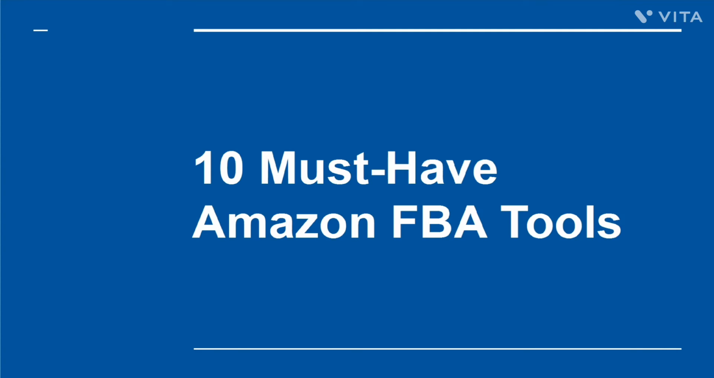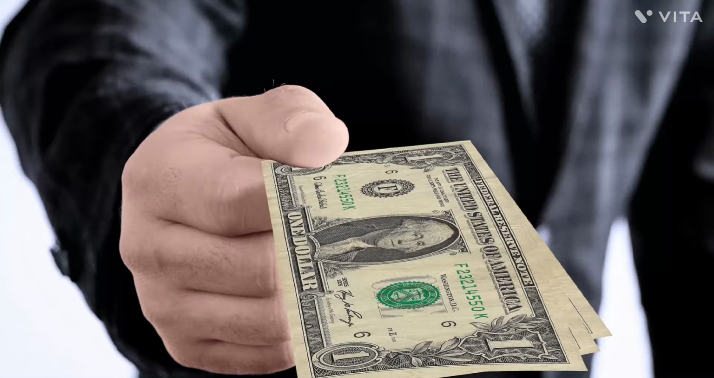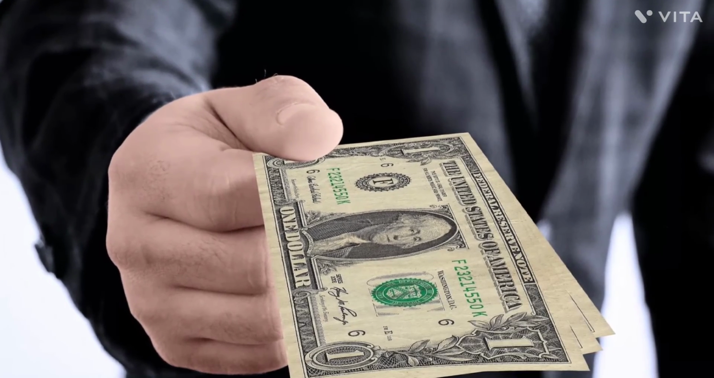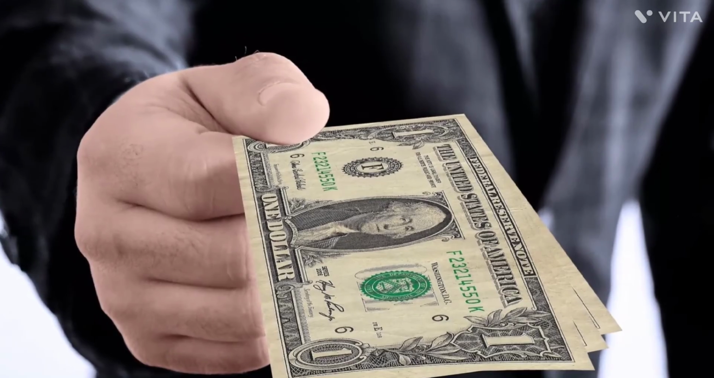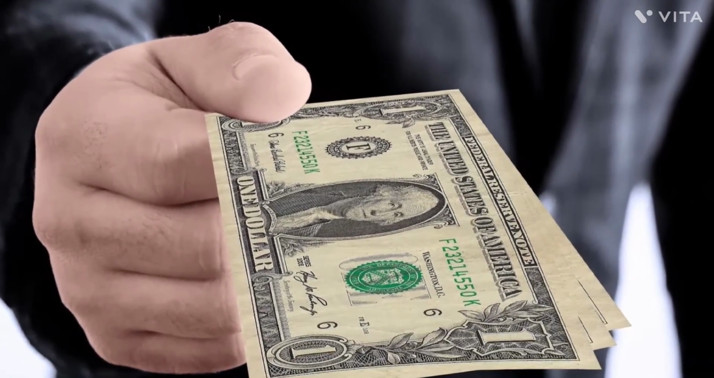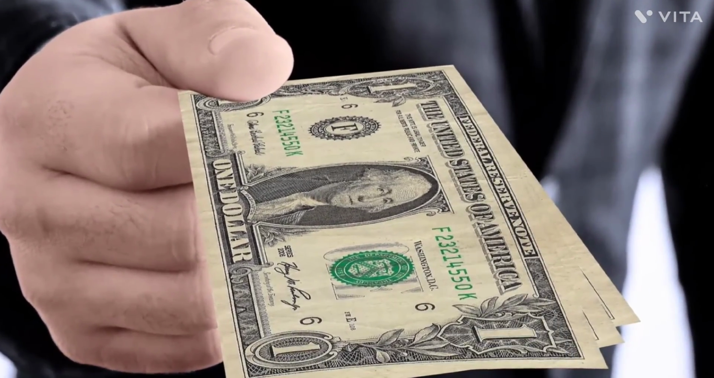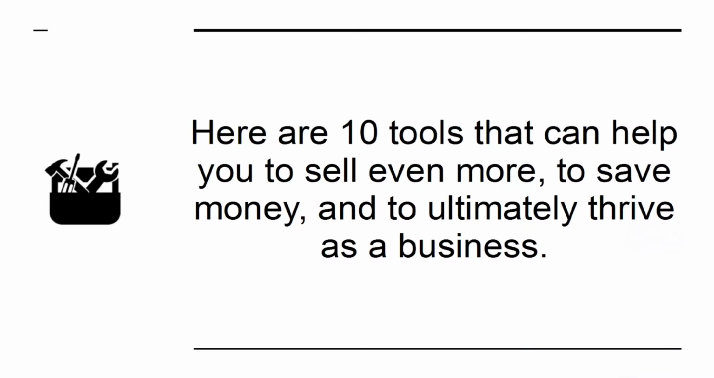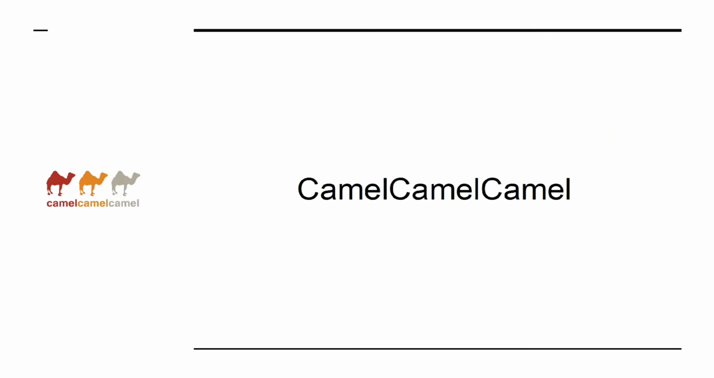10 must-have Amazon FBA tools. Amazon is a powerful platform that makes it easy for sellers to make money via their FBA platform. While this is true, it can never hurt to get a little extra help. Here are 10 tools that can help you sell even more, to save money, and to ultimately thrive as a business. Camel.